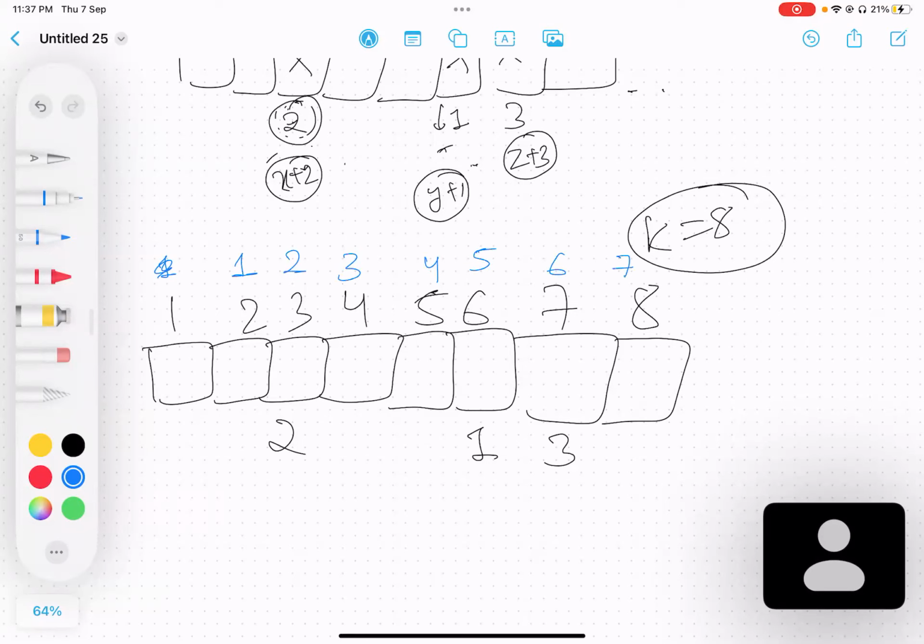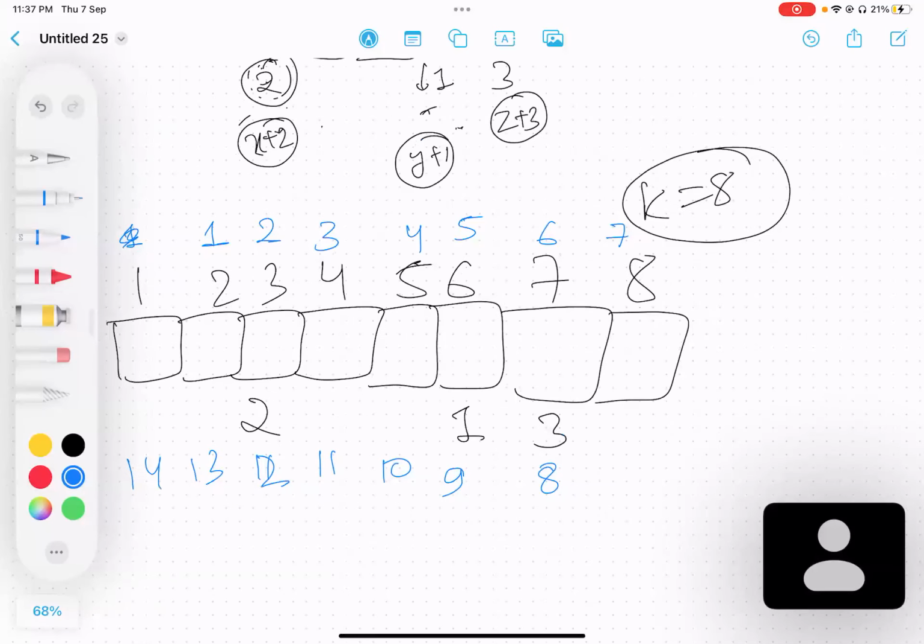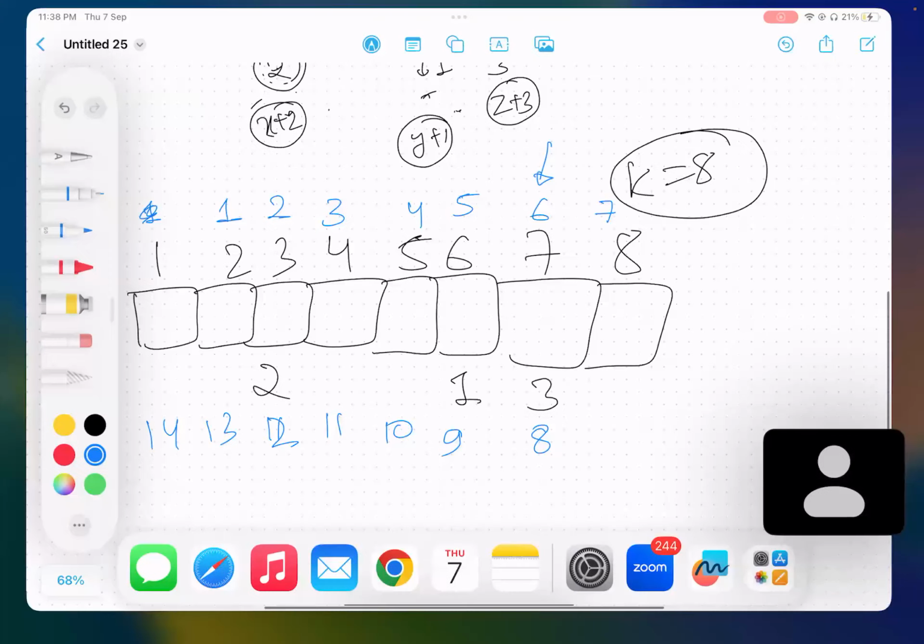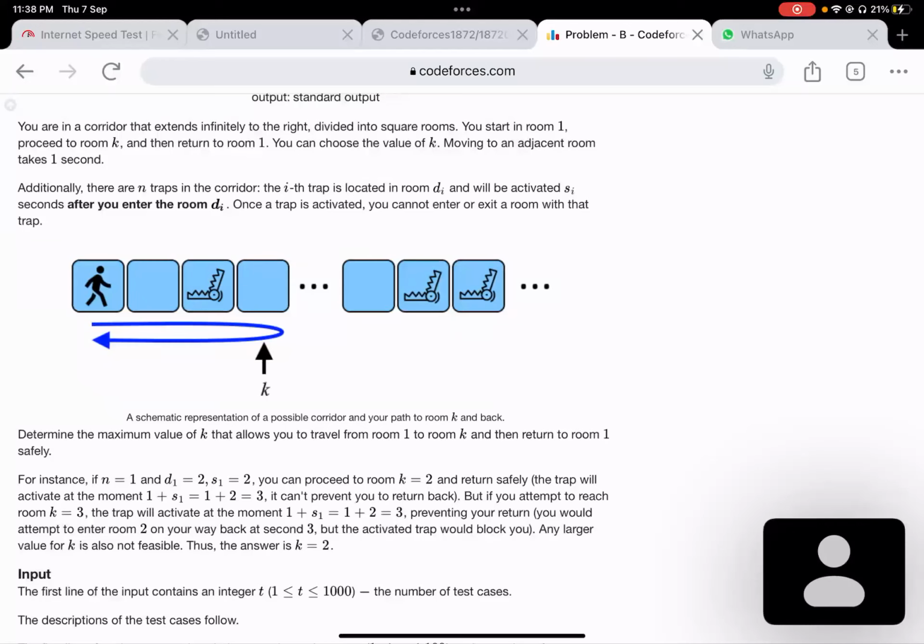Then I will start moving back, right? So I will reach here at 8 seconds, then 9 seconds, then 10 seconds, then 11, 12, 13, and 14 seconds, right? Now you reached here at 6, right? Now the question is, let me check if it is saying strictly or not. Then we'll move. It will be activated after you enter the room Di. Okay. So it is saying strictly.